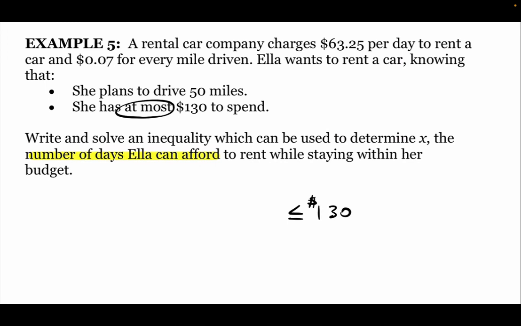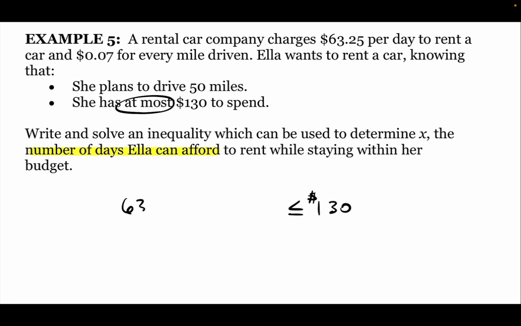Which one is fixed? The 63 is actually going to be the rate because it's per day. And do I know how many days she used the car? No, that's what they're asking. So because I don't know that part, that's actually going to be the rate. So it's going to be 63.25 times P. If I knew that part, I would multiply it together.